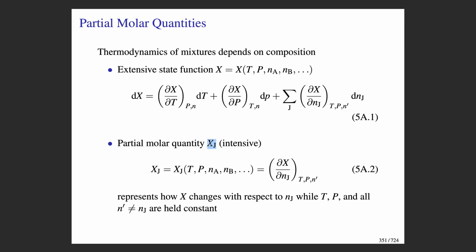So whatever state function you're talking about, if this were enthalpy or Gibbs energy, it would just be H or G, subscript J, where that notation tells you to take the total Gibbs energy and take the derivative with respect to the number of moles of component J, keeping temperature, pressure, and the number of moles of every other component fixed. This is an intensive quantity. X, by definition, is an extensive state function. Number of moles is extensive. The ratio of the two gives you an intensive quantity, and we call these partial molar quantities.